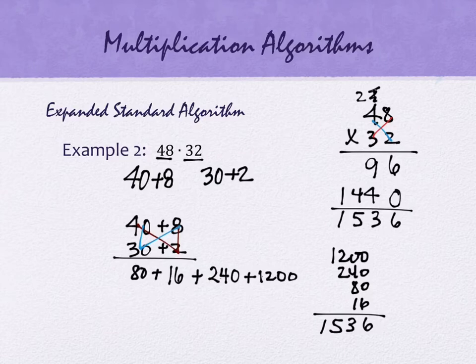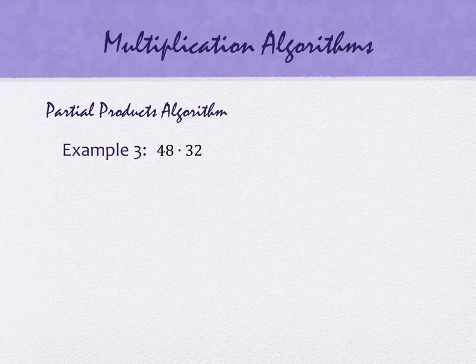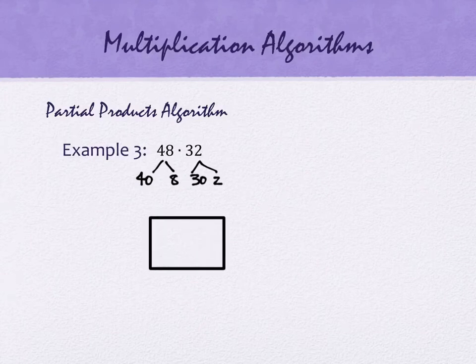The expanded algorithm that I just showed you is nice. It breaks it down. A little more structured of a way to break it down is called partial products, and this is probably my favorite. I really, really like partial products. It breaks it down into the numbers 40 and 8 and everything just like the other one did, but it does it in a graphic way. So 40 and 8, 30 and 2, and what we do is we're going to make a box. Okay, so draw a box for me.